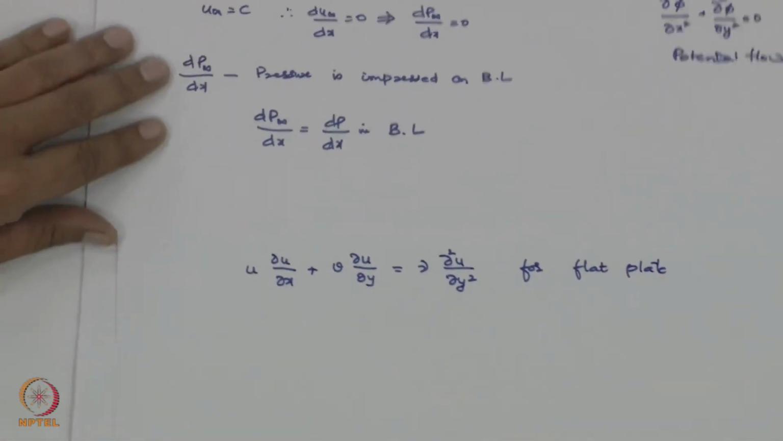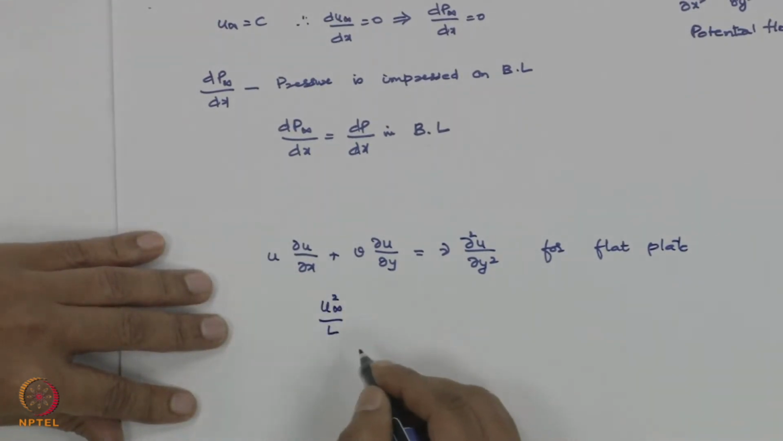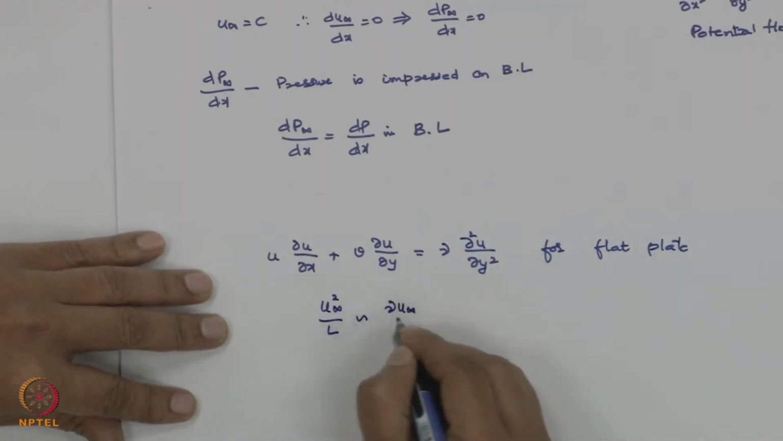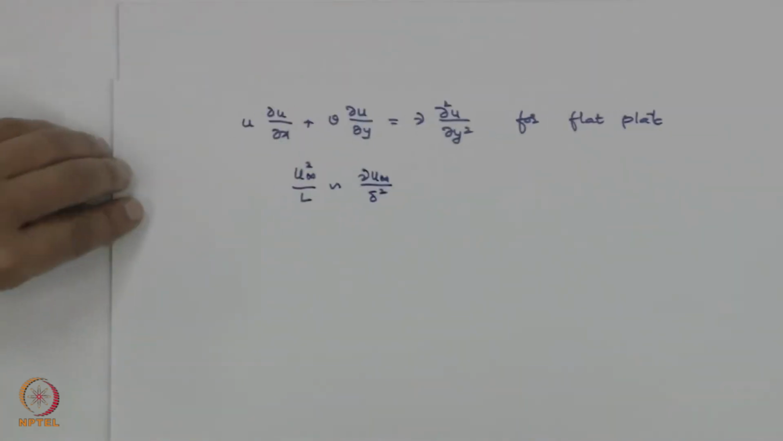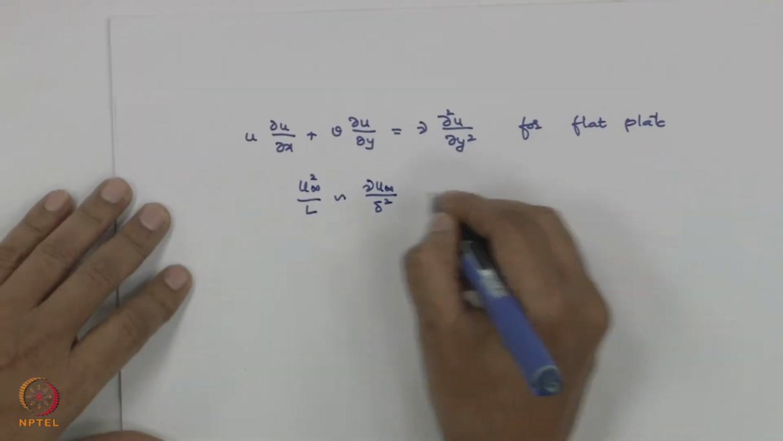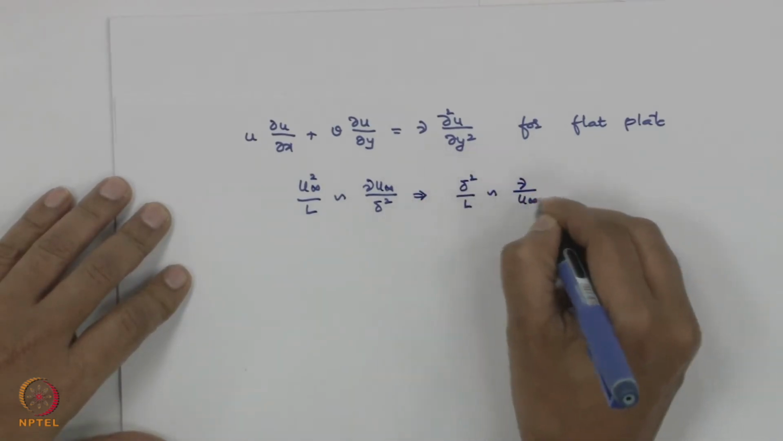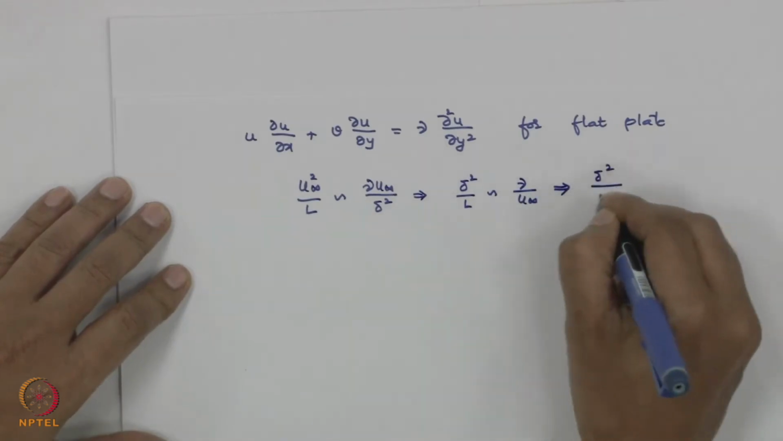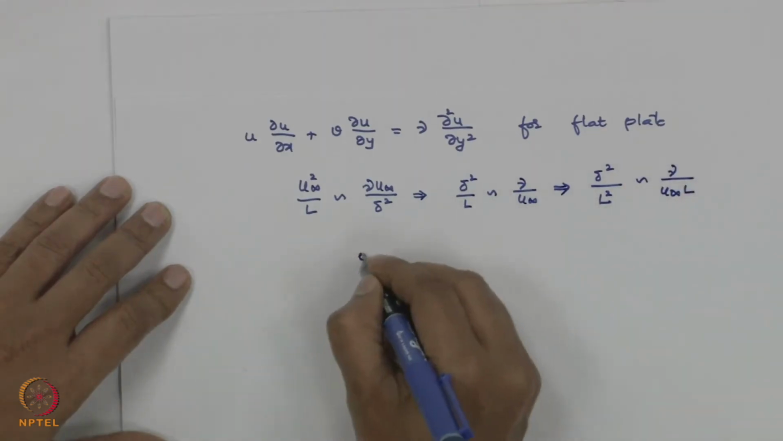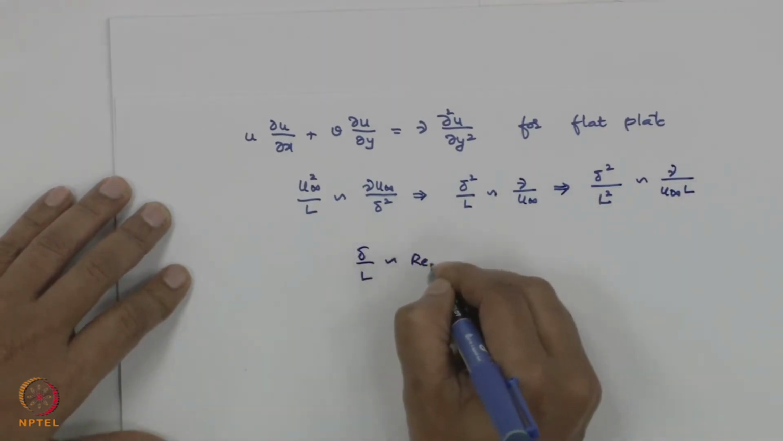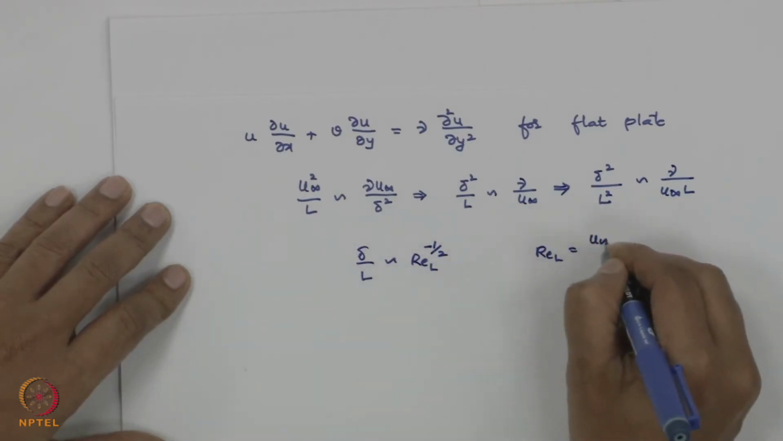Now, what was the scale of this? On the left hand side, if you recollect, it was U infinity squared by L, and on the right this was nu U infinity by delta squared. So what do I get? I get delta squared by L is of the order of nu by U infinity. That is, if I divide both sides by L, I get nu by U infinity L, which means delta by L is of the order of Re_L to the power of minus half, where Re_L is equal to U infinity L by nu.